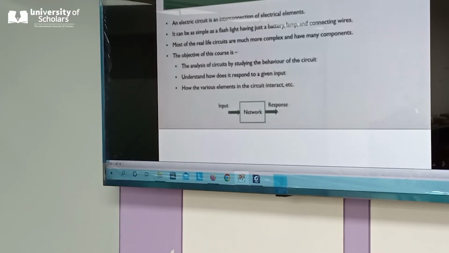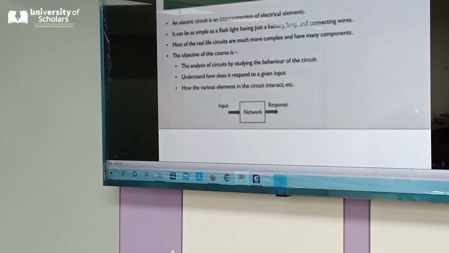So these are simple circuits, but in real life when you work, you will see many complicated circuits. So in this course we will try to analyze circuits by studying their behavior. Why do we need to study the behavior? This is because we need to understand how the circuit responds to a given input. We need to know how the circuit basically works when we give it power, right?